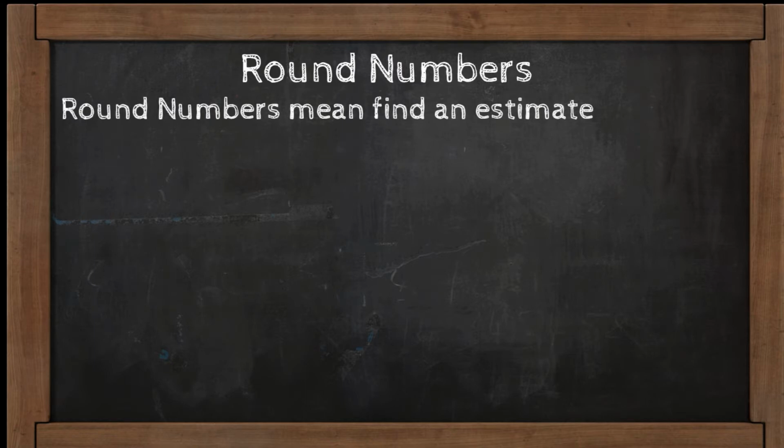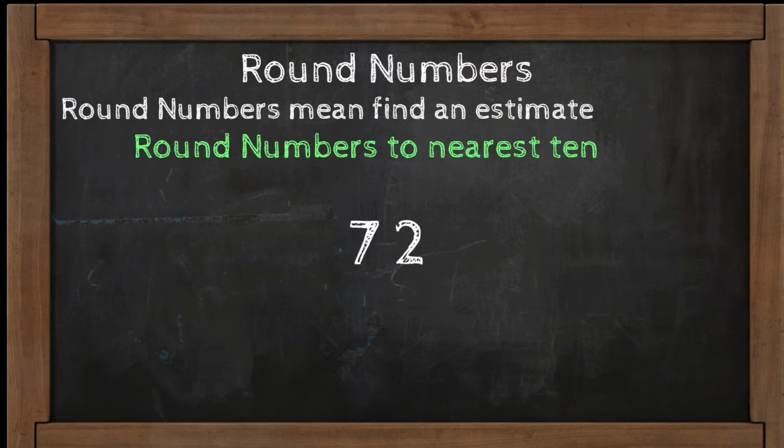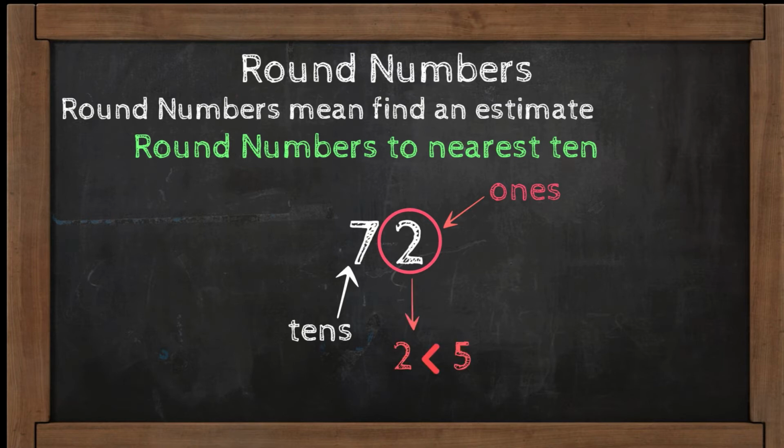Rounding numbers means finding an estimate. Let's go over some examples. First, round 72 to the nearest 10. 7 is the tens, so the 2 is going to change to 0. Now look again at the ones. If it's 5 or more, you need to round up. If it is 4 or less, you round down. Since 2 is less than 5, we are going to round down to 70.